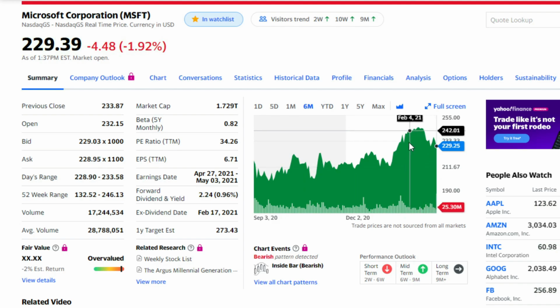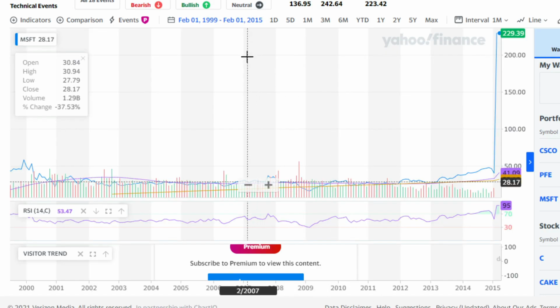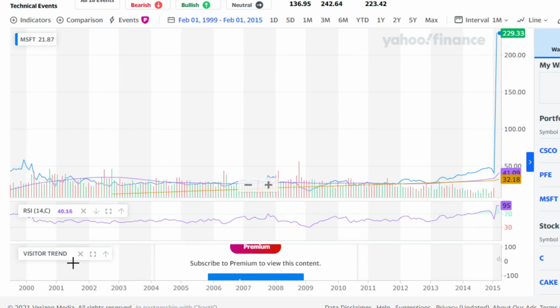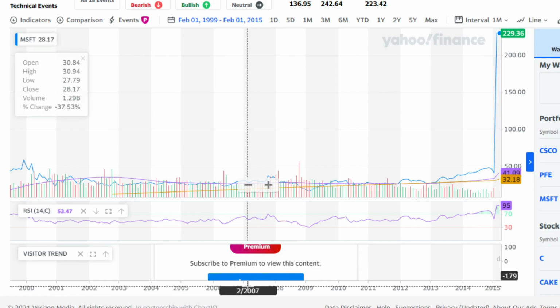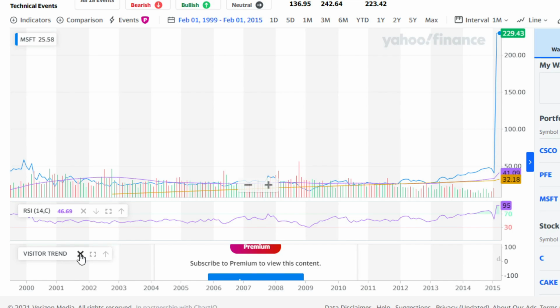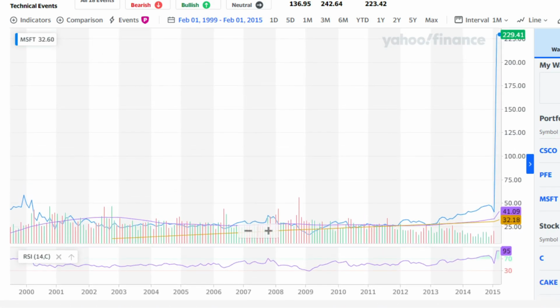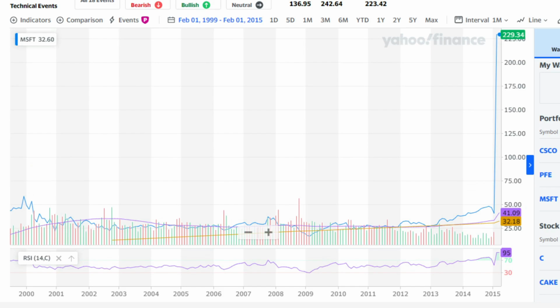All right, another thing that's kind of cool is you can go to this full screen chart with any stock on Yahoo. And right off the bat, you see this at the bottom, the visitor trend. Obviously they want you to upgrade to that. You can just get rid of that. I think it comes back on every page load, but you can get rid of that so that you have more room to look at things.